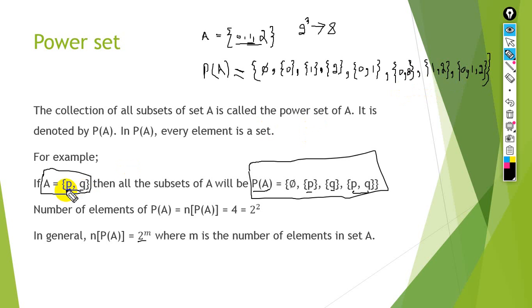For example, if we have two elements, how many sets will there be here in the power set? We should take the formula 2 to the power 2. Here we take the formula 2 to the power 2. How many possibilities, how many sets are there? The possibility is 4 sets. For example, here P and Q, how many sets were made from this? 4 sets were made.